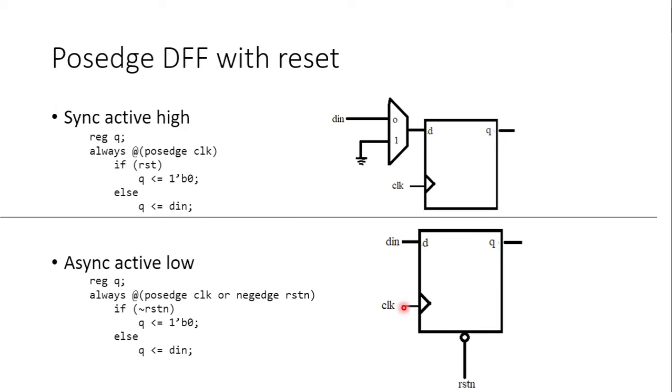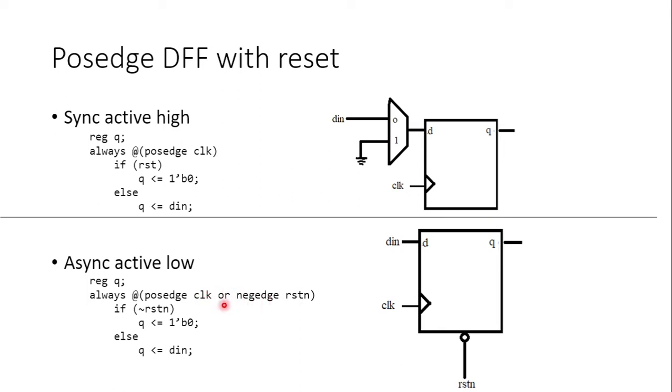So first we will take a look at asynchronous active low reset. Just like the previous implementation of D flip flop, I have declared a 1-bit register Q, and I am changing the value of Q on the positive edge of clock, or else I want the value to change at negative edge of reset n. This is RSTN, I mean reset n, right?